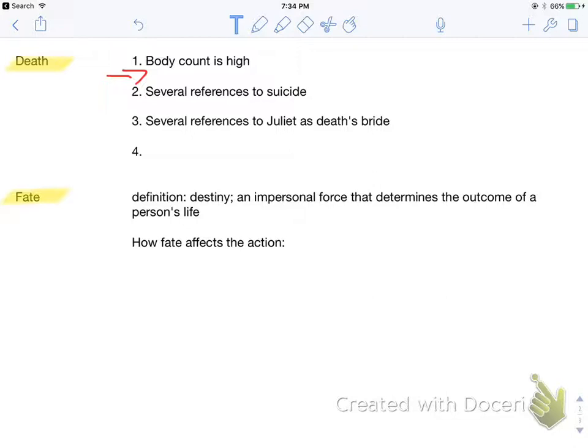And it doesn't really care. It's not that it likes you or doesn't like you. It's impersonal. It has no special feelings about you. But it just decides that this is when this is going to happen, and you don't have a lot of choice about it. And then under there, I just want you to write how fate affects the action. Once again, we're going to fill that in after you finish reading the play, and we're just going to kind of go through the timeline and see how many times fate steps in and kind of twists things so that it's going to happen exactly the way fate wanted it, no matter what else happens.